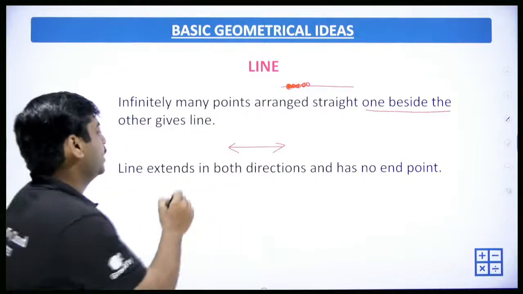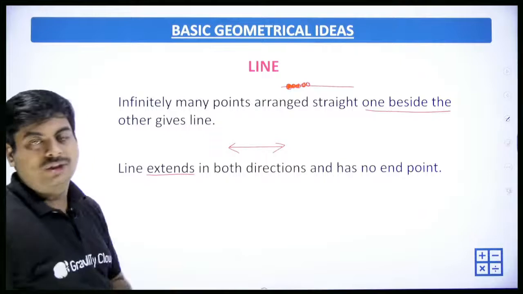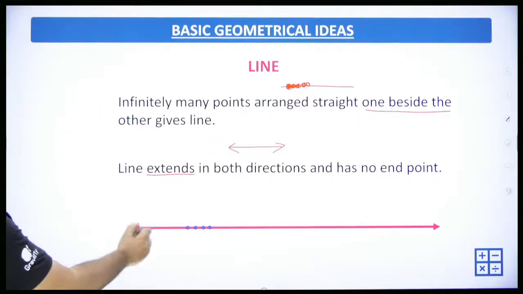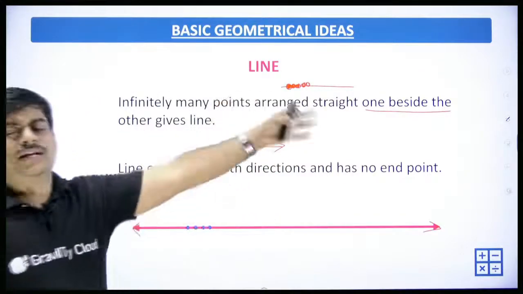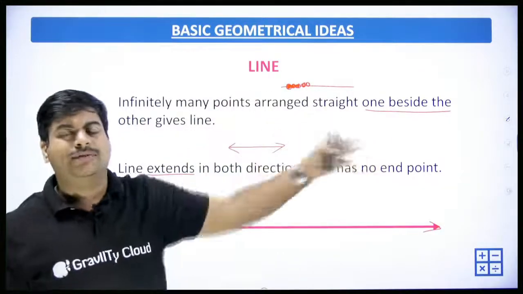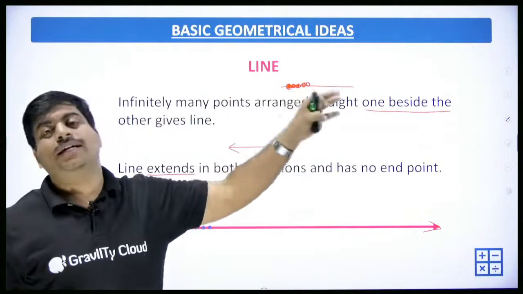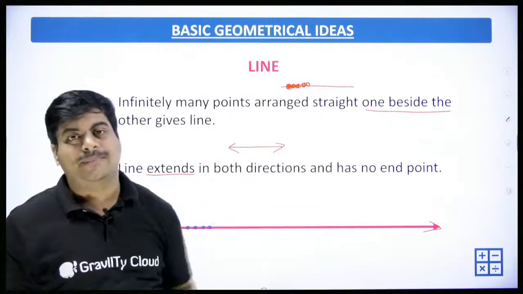There is no end point, okay? It extends in both the directions. It is stretching in both the directions. You can see here, this is a line. This is moving in this direction, this is moving in this direction. There is no end for that. It just moves on like that. For the next 100 kilometers, for the next 1,000 kilometers, for the next 1 crore kilometers, even after that, it will not stop. It just continues its journey forever.